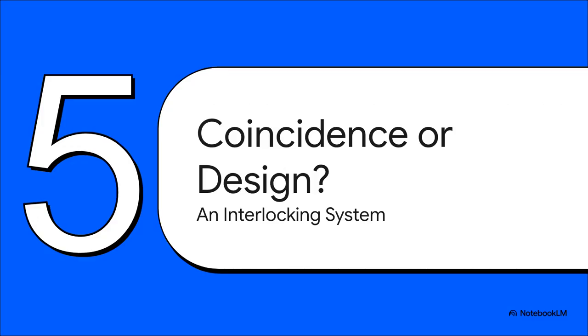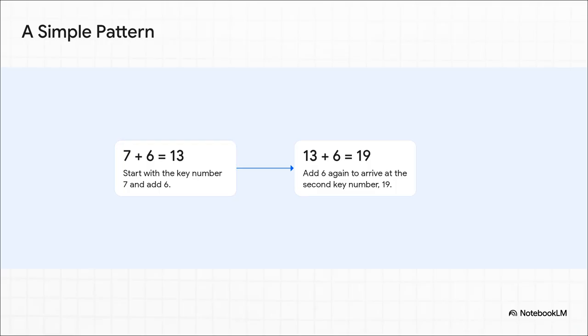So the big question is, how could these numbers possibly connect to the Quran's overall structure? Well, let's walk through how they build into what some researchers believe is a huge interlocking system. It's pretty wild. The analysis actually starts with a super simple repeating pattern that researchers noticed. If you take the number 7 and you add 6, you get 13. Okay. If you add 6 again, you get to 19. This creates a simple little arithmetic sequence, right? With the number 6 acting as the bridge that connects our two key numbers.